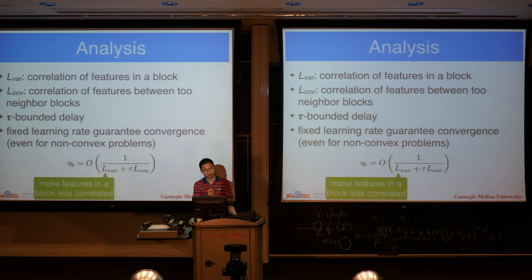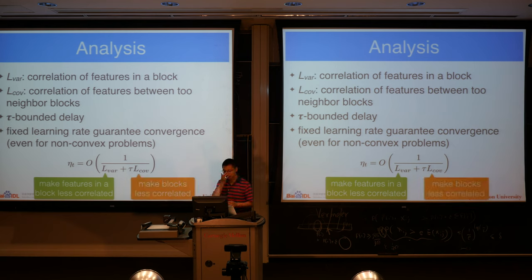If we want a larger learning rate, one possible solution is to make the features within a block less related. Because you partition the features into blocks, you can choose how to partition them so that the features within a block are not so related. The second thing is that you can choose the order in which to update the blocks. You can choose a proper order so that two sequential blocks are not so related. So you can improve these two numbers.